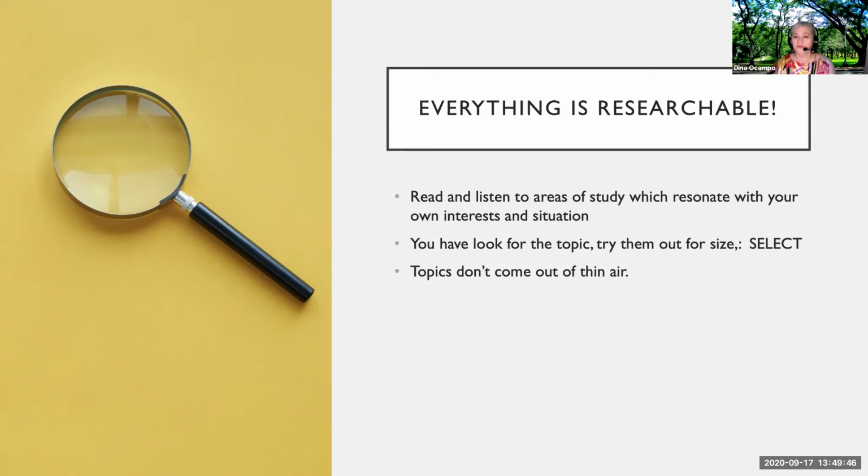You also have to look for a topic, read up on it, and see if you can put together some ideas related to this topic. It's like trying them out for size when you go shopping for a dress or for a piece of clothing. You do need to try them out and see if they suit you. Trying them out allows you to select, and selecting is an important process in choosing a thesis topic. Remember, the topics don't come out of thin air. You need to base them on what you've read and learned over the years.